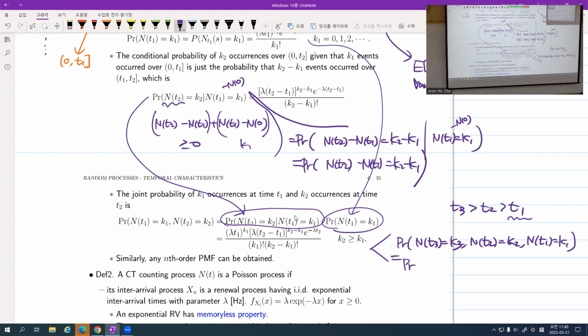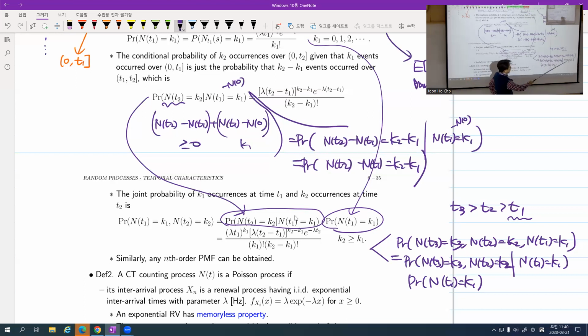So for example, no, I don't do that. I would do this. Something like this. And then this is already done, right? And probably we can convert this part. And after some manipulation, we may use that one. Got it? So we are done. Similarly, we could proceed to any nth order. Of course, formally, we need mathematical induction, but I will not talk about that.